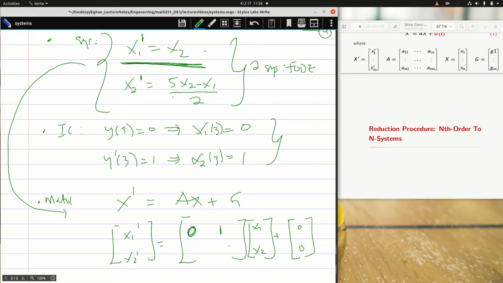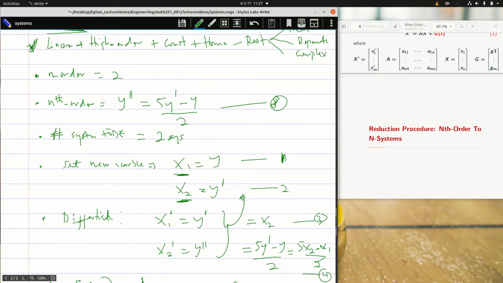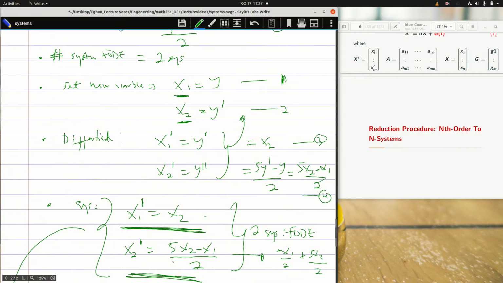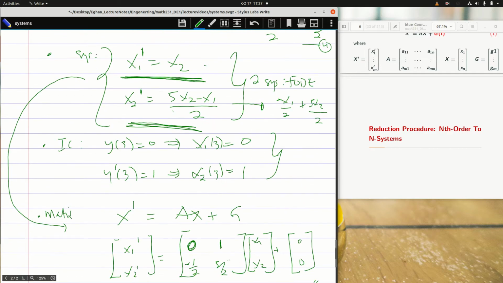From the second system, if I split this one up as negative x1 over 2 plus 5x2 over 2, you can tell that the coefficient for x1 is negative half, and that of x2 is 5 on 2. And that is it for the first example on homogeneous. The second example will be on non-homogeneous.